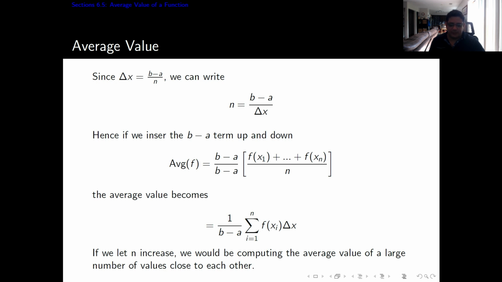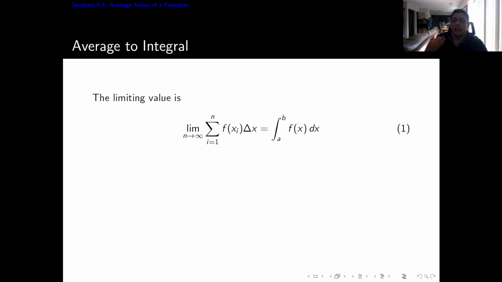Now, if we let this value increase, this sum should look familiar to you. This is a Riemann sum, and so if we let the value of n increase, then we will be computing the average value of a large number of values that are close to each other. So if we make n go to infinity, we're doing the average value of the area under the curve, or all the values that we can collect on the interval a b. So if we take the limit as n goes to infinity of that sum, then that's going to, of course, produce the integral from a to b.